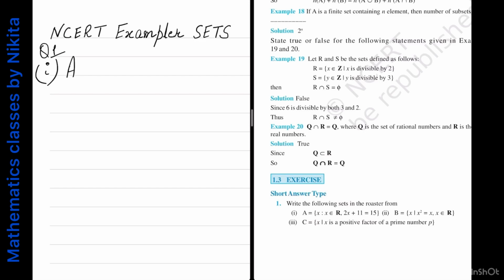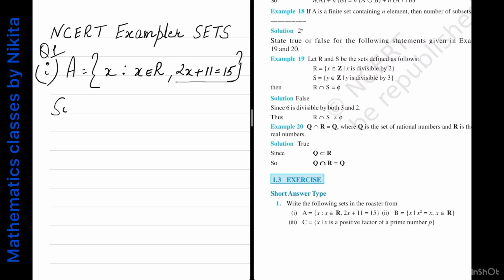So what is given to us? All those x such that x belongs to R and 2x plus 11 is equal to 15. Now just see this equation. This is a linear equation in one variable. So first of all, solve this equation.